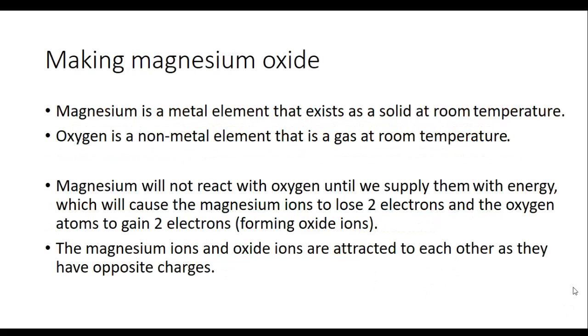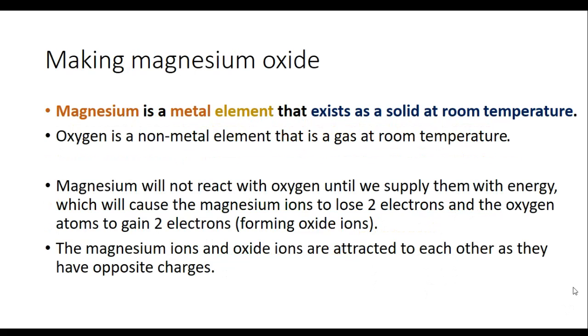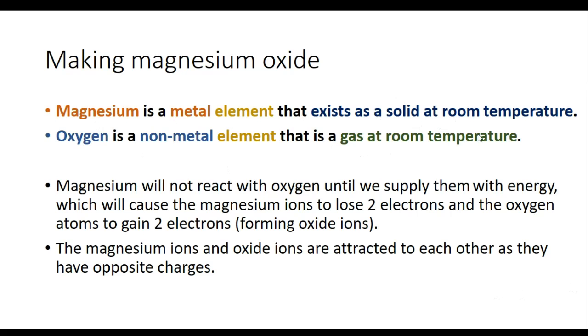So when it comes to making magnesium oxide, magnesium is a metal element. It exists as a solid at room temperature. So in the video of the reaction that you'll see, magnesium is a solid and oxygen is then a gas at room temperature in the air.